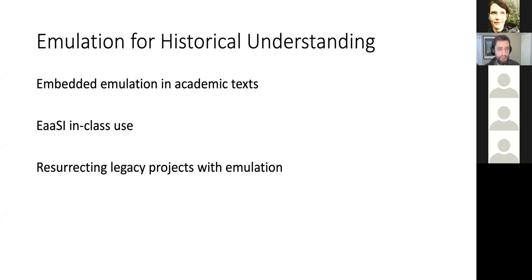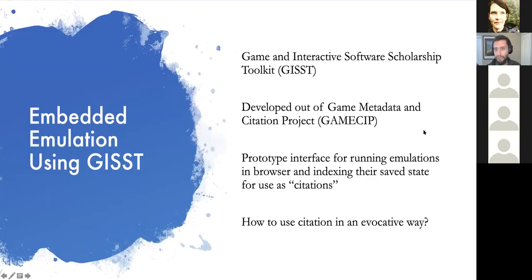The first one is embedded emulation in academic texts. As part of the aforementioned game metadata and citation project in 2017, a couple of colleagues and I developed a prototypical interface for citing emulations that are running in browser and then indexing their state for use in embedded articles. This raised questions about how you would actually use running computational state to reinforce arguments about the history of software or the history of interfaces.